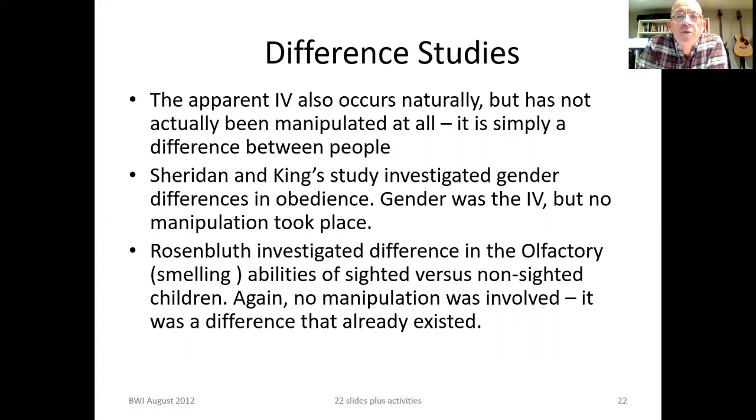The second type that we need to understand is this idea of a difference study. And again, this is something that's natural, but it's not something that's been manipulated at all. It's just a difference between people. So Sheridan and King, for example, investigated gender differences in obedience. Gender was the IV, but obviously they didn't have to do any manipulation. That's a very interesting experiment. They found that women were much more likely than men to give electric shocks to puppies, even when they could see the effect of the shocks on the puppies in front of them.